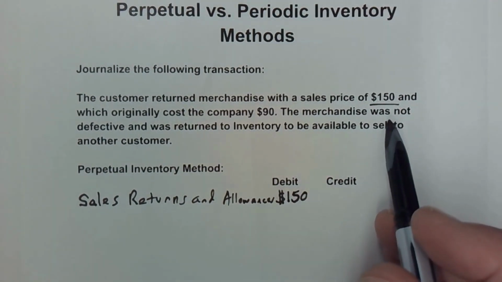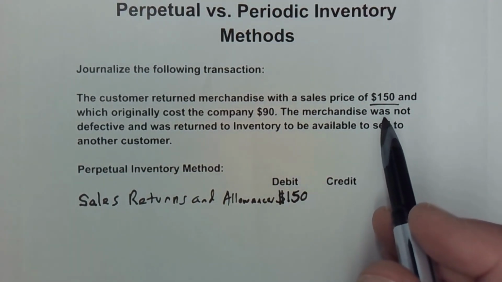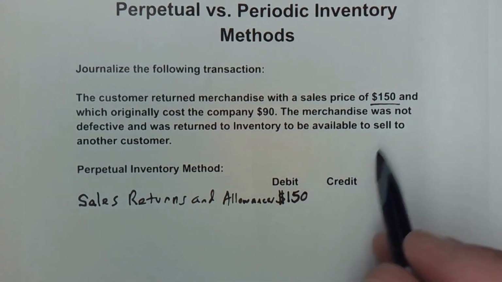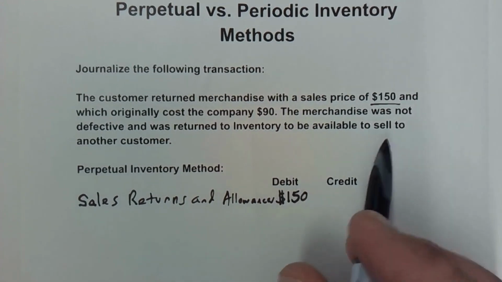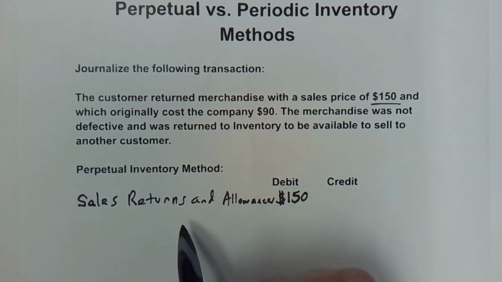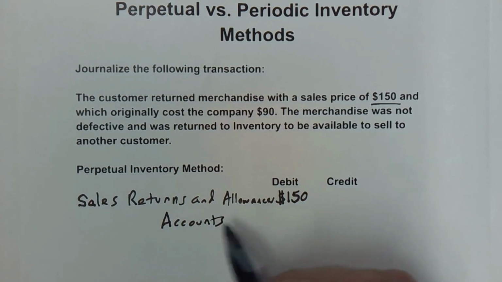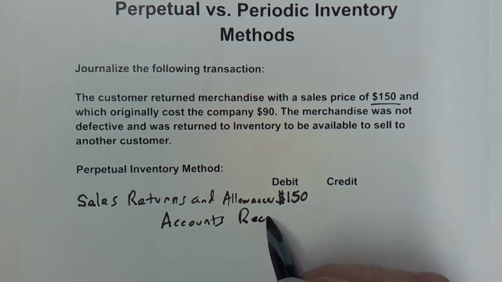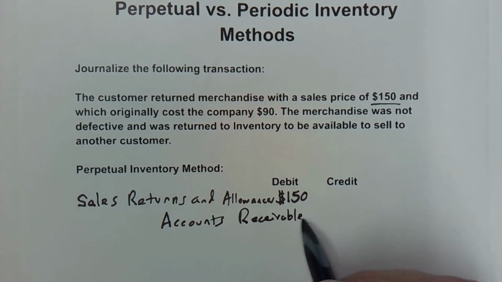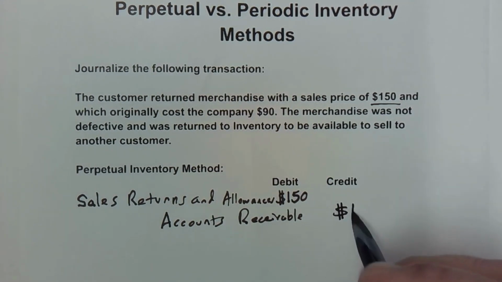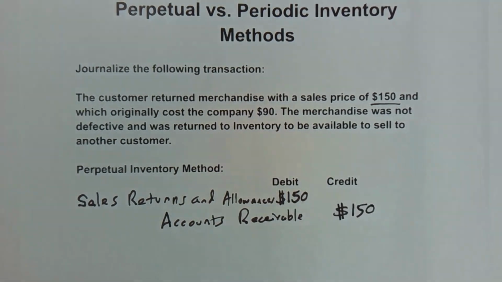We also need to reduce the customer's accounts receivable in which they owe us money. They owe us that $150. We need to take that off the amount they owe us because they have returned that portion of the merchandise. So we're going to credit accounts receivable, which we know is an asset account. So it's going to be reduced by credits, and we're going to reduce it by that full $150.